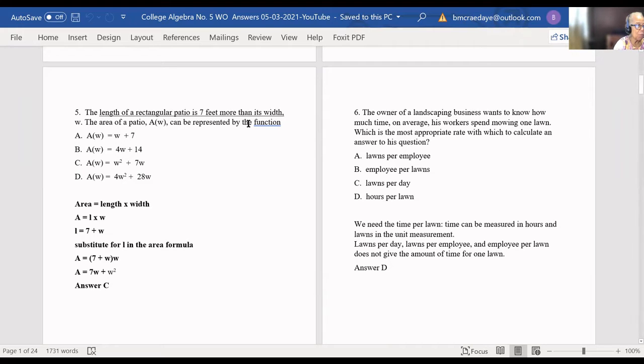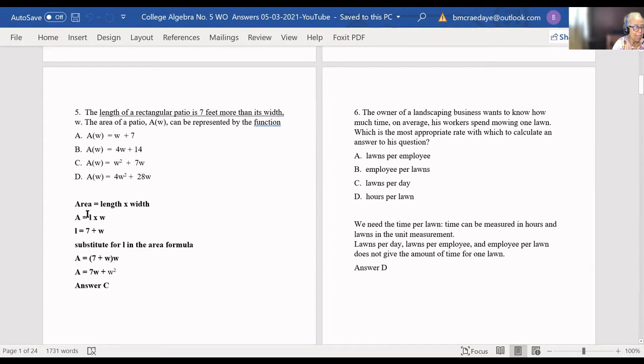Okay, the length of a rectangular patio is 5 feet more than its width. Area can be represented by which of these functions? Okay, so we know area of a rectangle is length times width, L times W. Now, if the length is 7 feet more than its width, that means you're adding 7 to the width to get the length. So when you translate these words to the math, you get length equals 7 plus W.